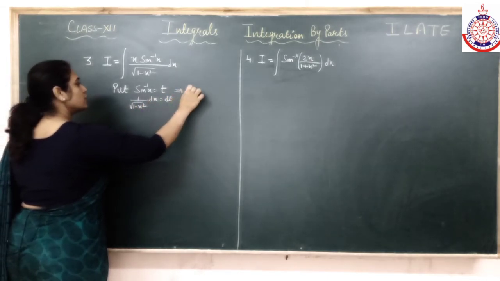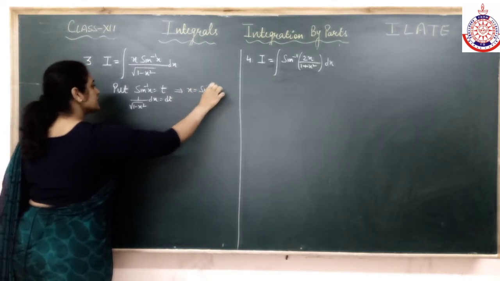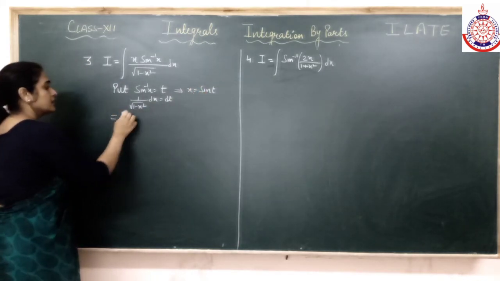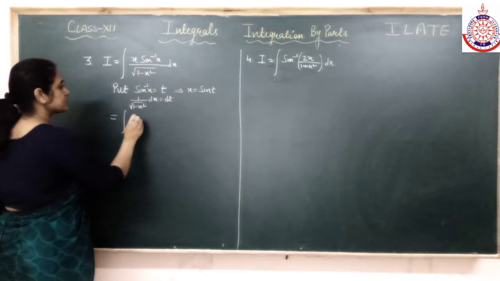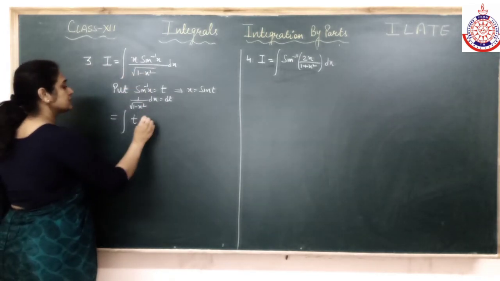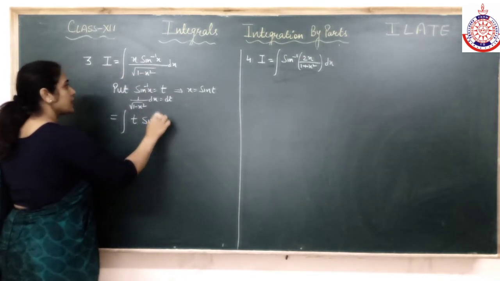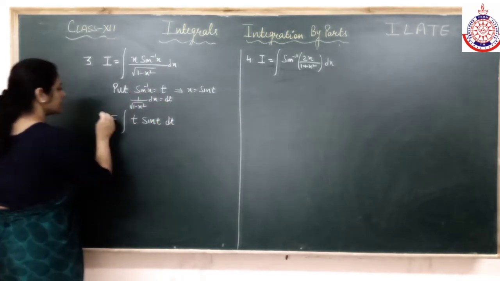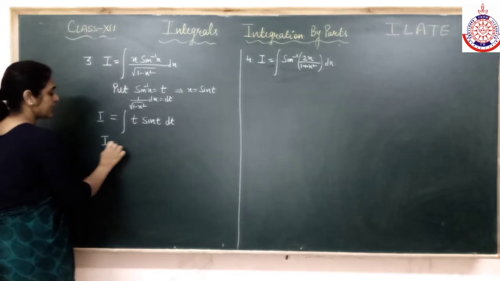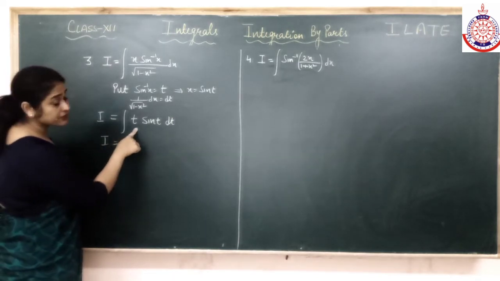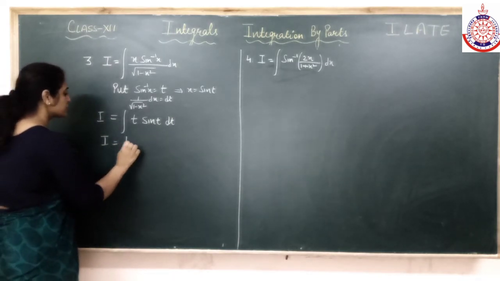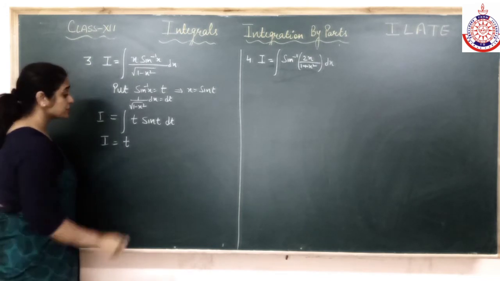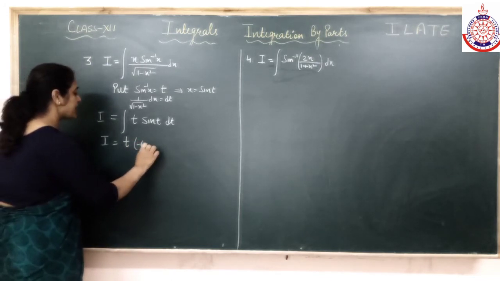And what will be the value of x? That will be sin t. Put the values. So sin inverse x is t, x is sin t, dx upon under root 1 minus x square is dt. So apply ILATE and choose the function. Algebraic would be first, trigonometry second. So first function as it is. Integration of sine. What is integration of sine? Minus cos t.